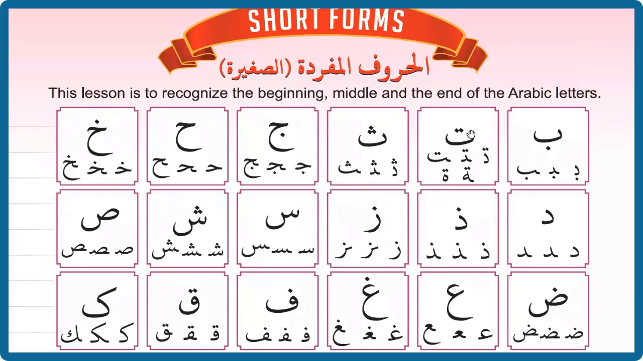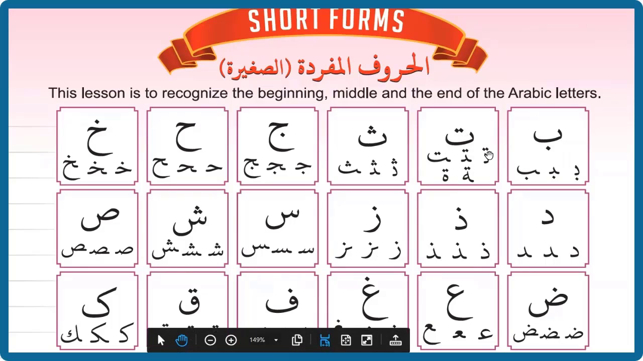Now the next letter is Ta. Ta is again like a boat, but it has two dots on top of it, okay? So we can see that there are different shapes of Ta.